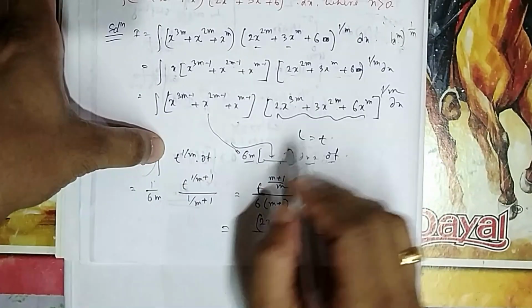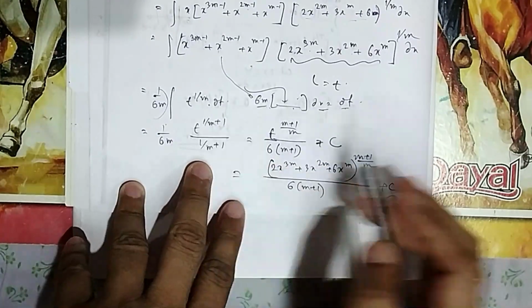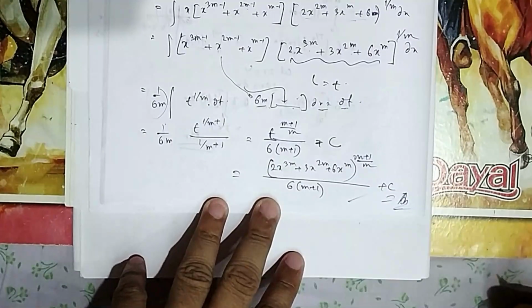And here, you have t to the power 1 by m. Now if you integrate it, it is t to the power 1 by m plus 1, divided by 1 by m plus 1. Finally you put the value, and that is your answer.